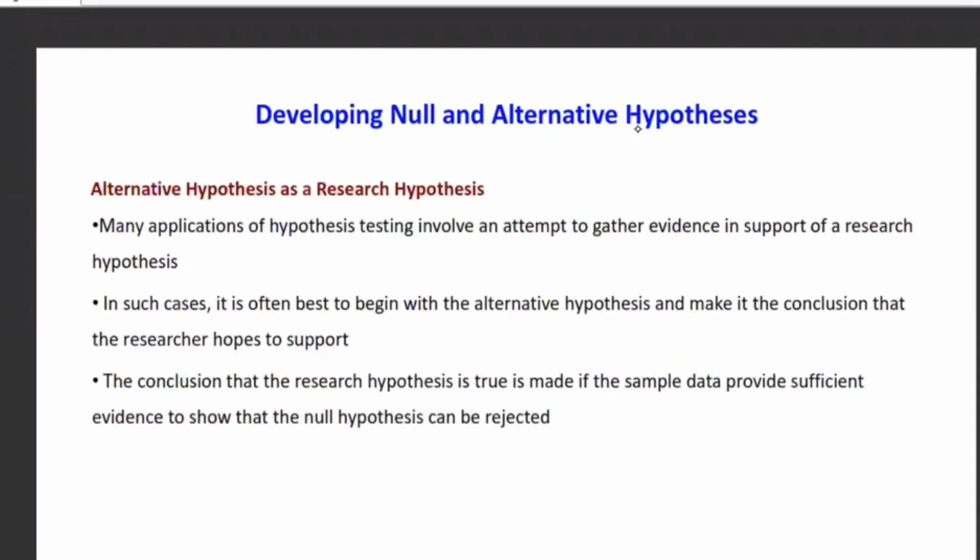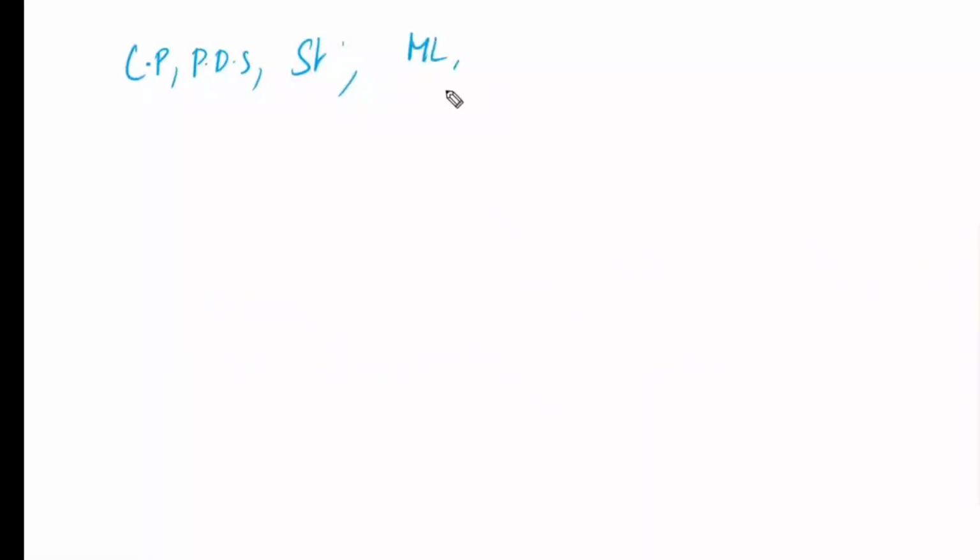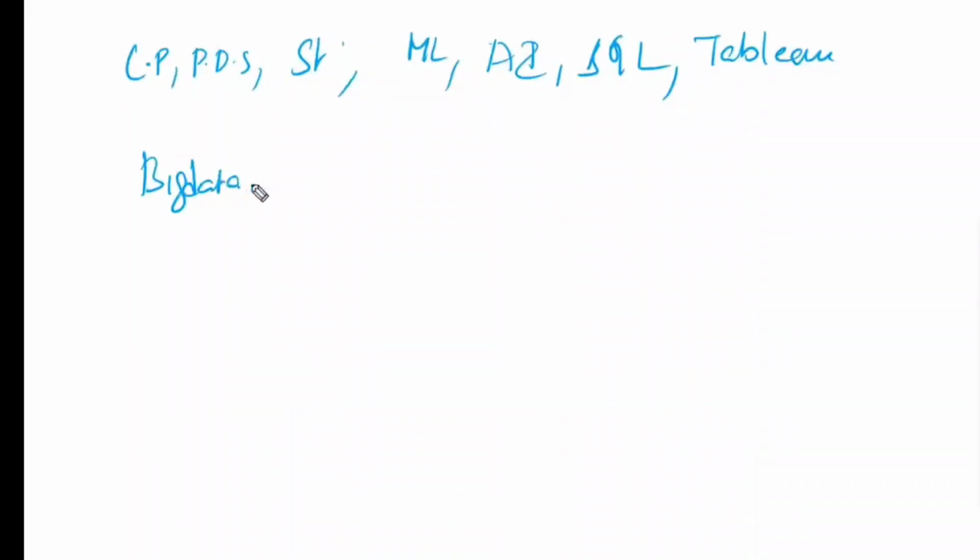Now, alternate hypothesis is also called research hypothesis: what you want to prove. For example, the data science course. What is the data science course we are having? Core Python, Python for data science, statistics, machine learning, deep learning, artificial intelligence, SQL, and Tableau. I told you at the starting that these are the things I am going to teach. Now, one of the students in the demo session asked, sir, please include big data also. Whether you are going to discuss big data, Hadoop and Spark. I said no. But he asked me the question about big data.